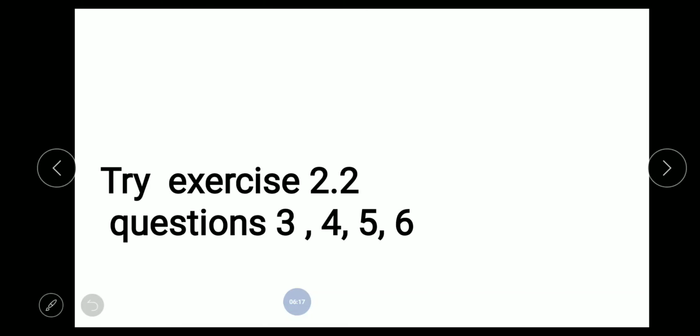Next, try exercise 2.2, question numbers 3, 4, 5, 6. These types of questions you can see there. So do it. You should do all the questions. Question number 3 has sub-questions. So do all the questions and try all of them.